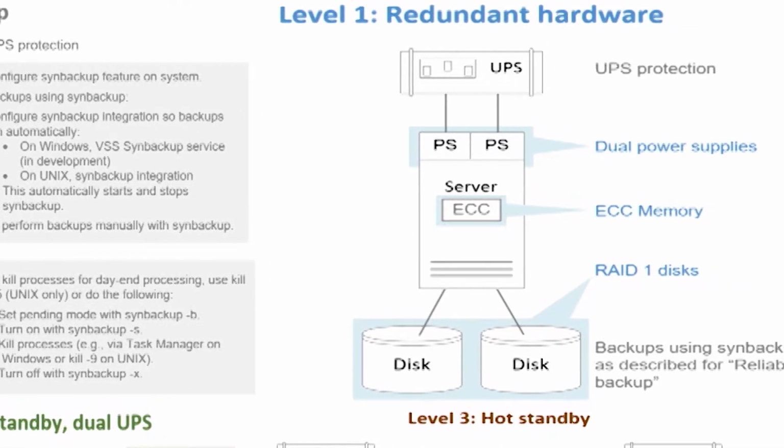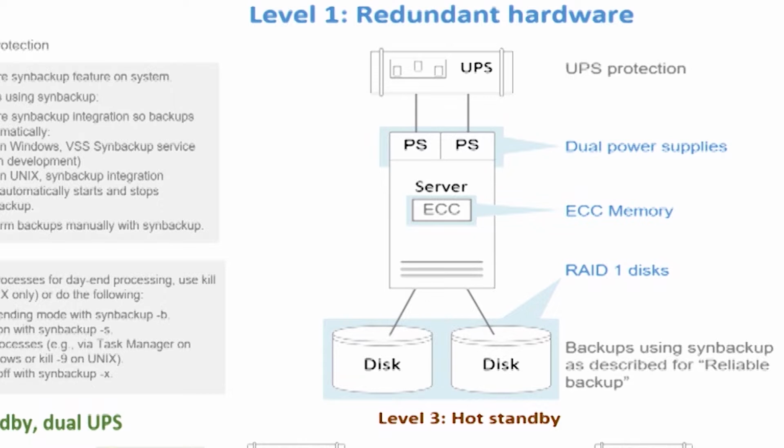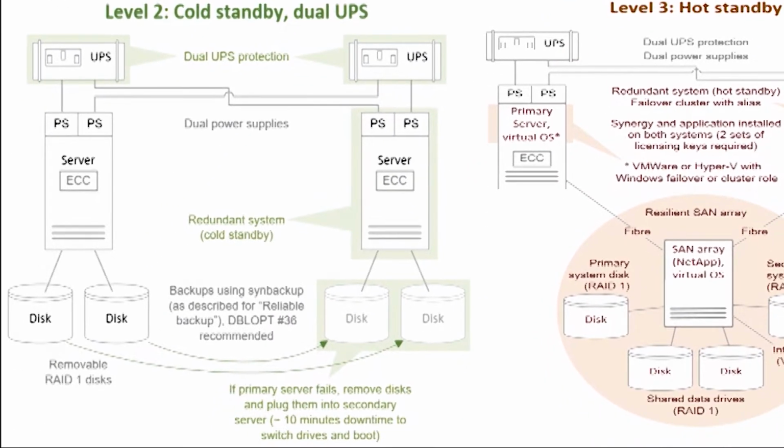Then we move on to level 1, where you're adding in those dual power supplies, your ECC memory and your RAID 1 disks, and then we move on to level 2, which is your cold standby, which means when your primary disk fails, you remove the disks and plug in the secondary server, and that equates to about 10 minutes of downtime while you're doing that.